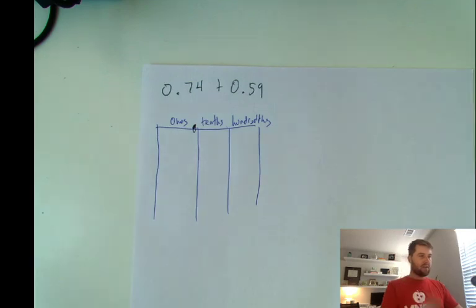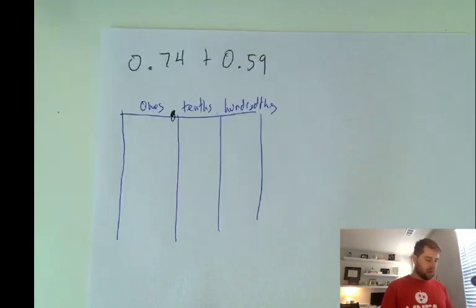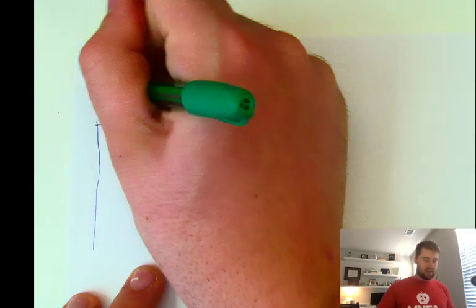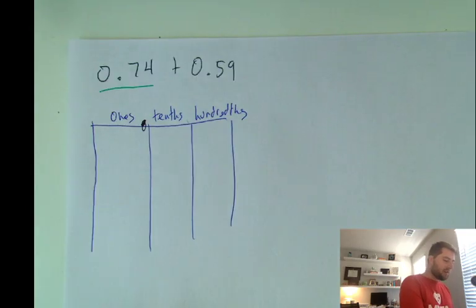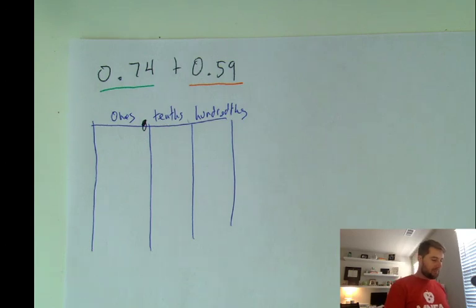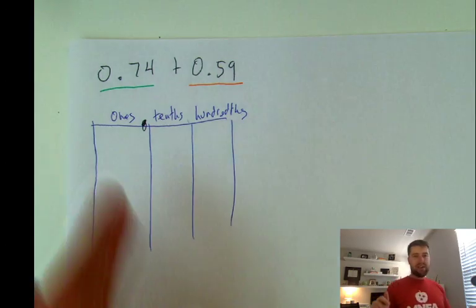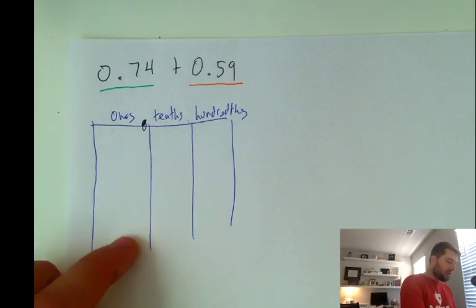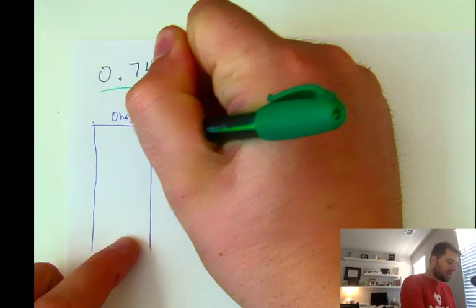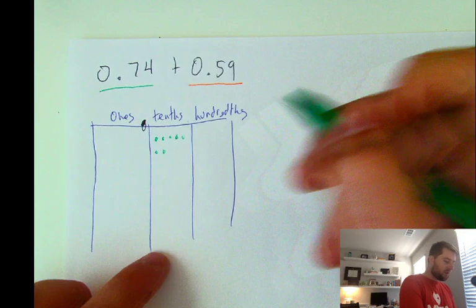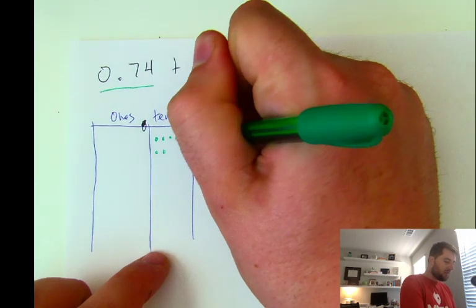Awesome. I'm going to zoom in there since we've got some space to work. And just like before, I'm going to color code our numbers. Our first number is 0.74. Our second number is 0.59. Awesome. We're good to go. Looking at our green number, I see, okay, there are 0 ones, but there are 7 tenths. So we're going to go ahead and put 7 dots in the tenths place, 5, 6, 7. And then there are 4 hundredths, so we're going to put 4 dots in the hundredths column.